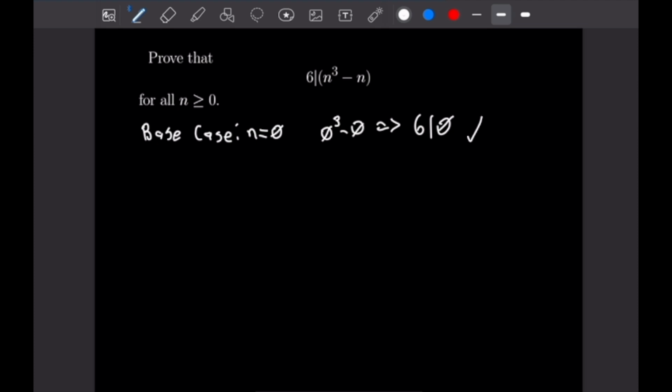Now let's write out our induction hypothesis. I'm going to denote that IH. I just realized I did that in the last example and didn't explain it, but there you go. So this will be our induction hypothesis.